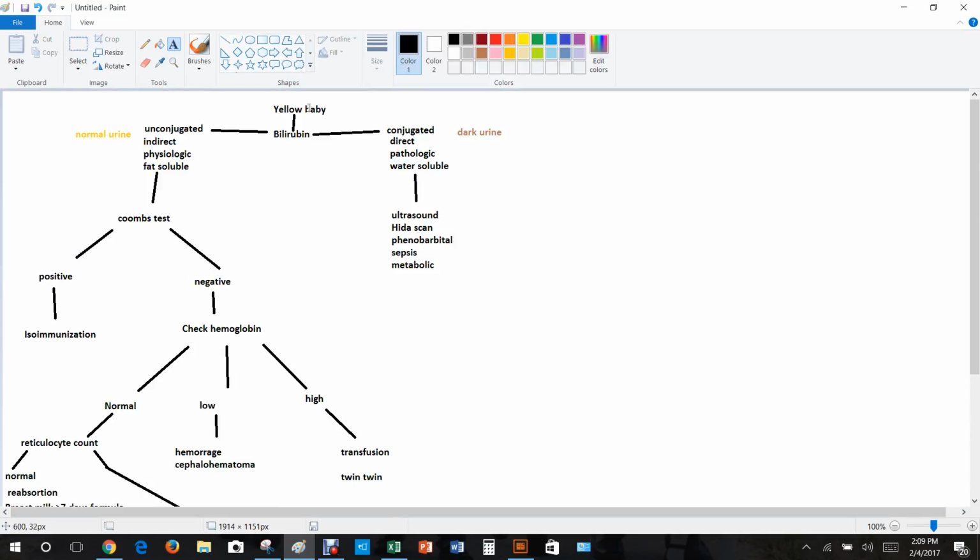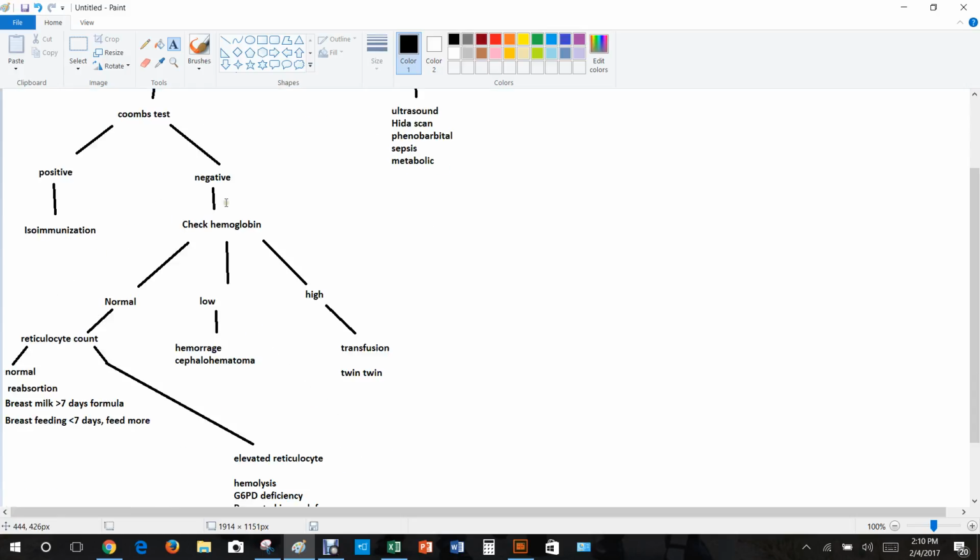So let's walk through this again. Yellow baby. First thing we do, we check the bilirubin, okay? Bilirubin conjugated, could be all these things. Conjugated, you're probably going to have dark urine, and you've got to do an ultrasound, HIDA scan, phenobarbital, look for sepsis, metabolic problems, those sorts of issues. If it's unconjugated, and they're probably going to have normal urine, this means it can go into the brain, fat-soluble tissues. You need to do a Coombs test. With the Coombs test, if it's positive, it's probably isoimmunization, which means the blood cells are essentially killing themselves.